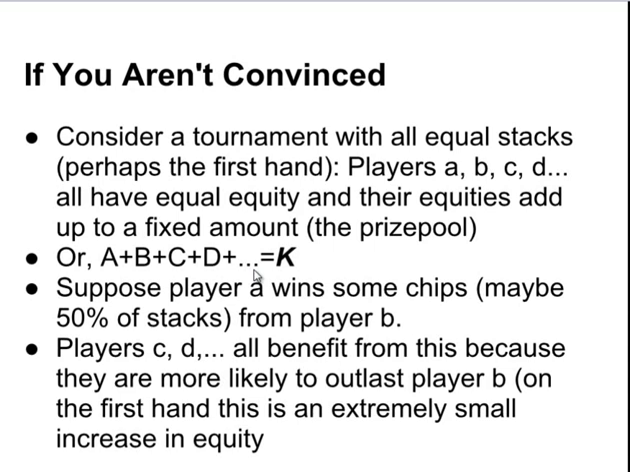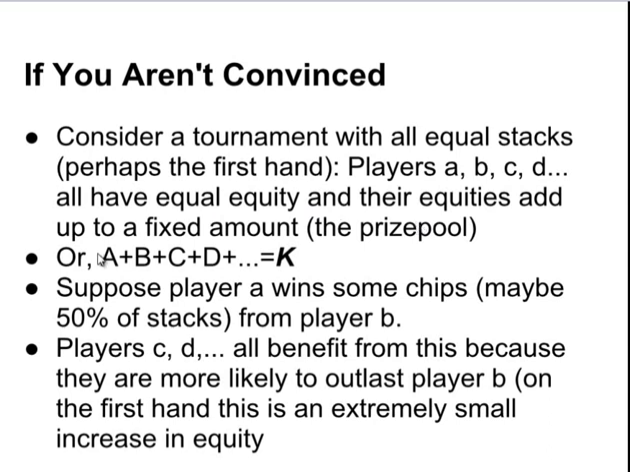So if we consider that our tournament has players A, B, C, D, etc., it doesn't really matter how many players for this example, but a lot of them, say. And we say they all have equal equity because they all have equal stacks and they're all identical break-even players. Their equities add up to a fixed amount, which is the amount of the prize pool. The entire prize pool is getting paid out, and no player is different from any other, so the value that each player has must add up to the prize pool.